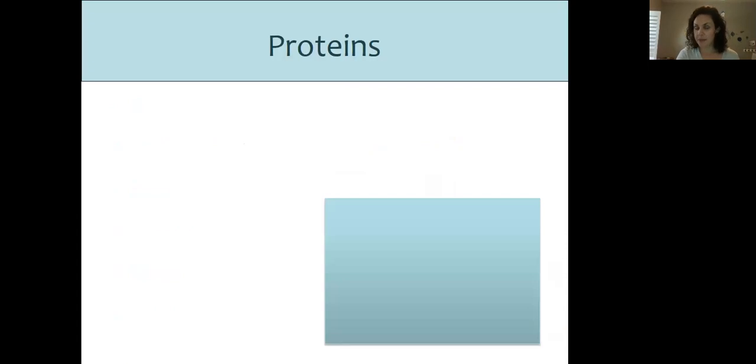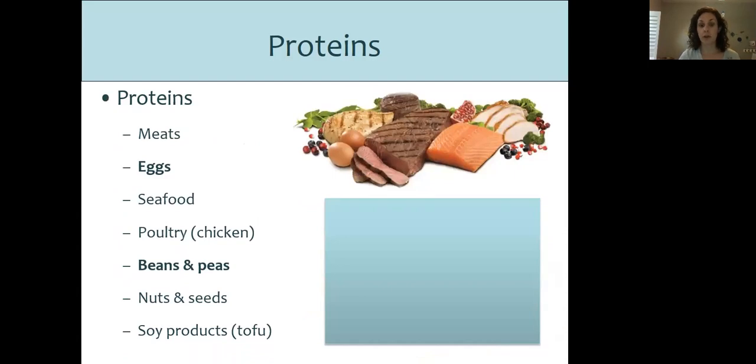So let's talk more in depth about proteins. We're going to break each of these down. So proteins are going to include meats, our eggs, seafood, poultry. So when I said meat, obviously I must have meant beef there, or because poultry then includes like pork and chicken. We get protein from beans and peas, so some of those legumes in there. Nuts and seeds, some have protein as well, and then soy products such as tofu. So for folks that are vegetarians or vegans, that is an option as well.